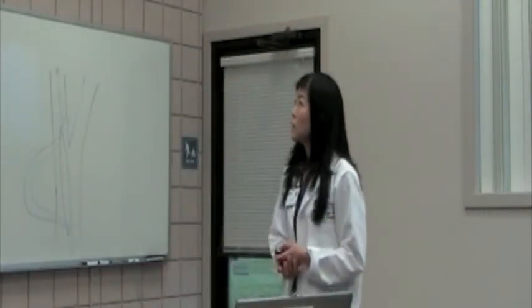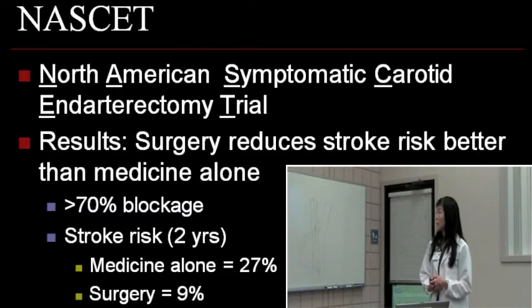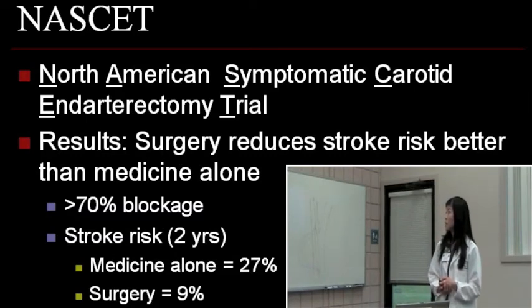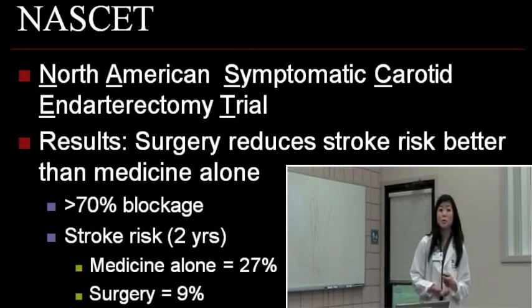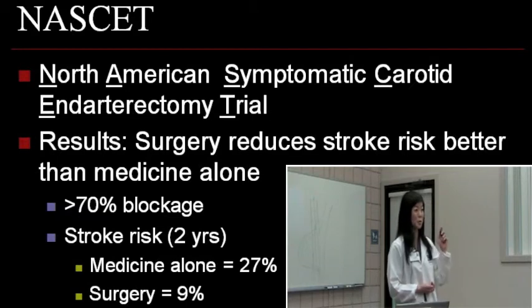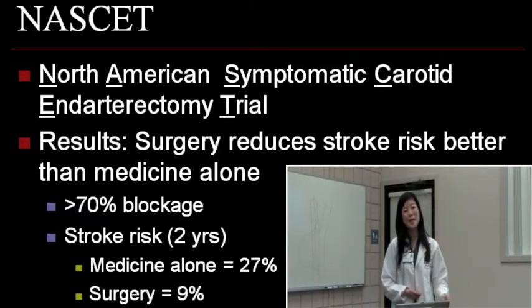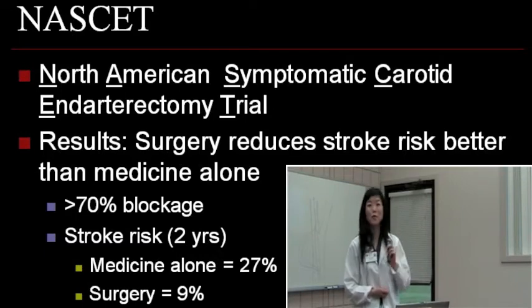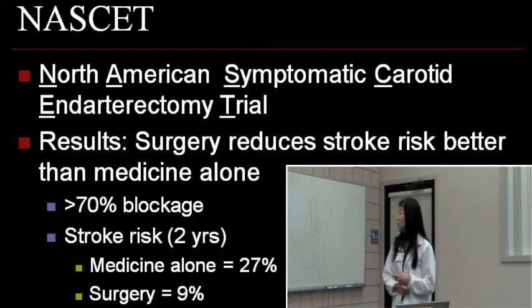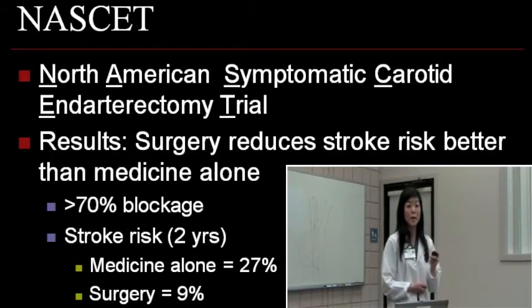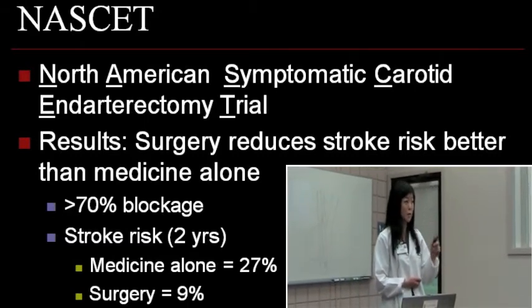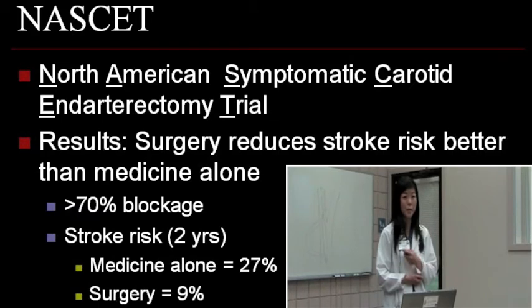So this study, called the NASCET, or the North American Symptomatic Carotid Endarterectomy Trial. Now all of you are super smart and you know that a carotid endarterectomy means cleaning out the carotid artery. It's just a fancy pants word for that. But this word is important: these were people that were symptomatic. So these are people that have had some symptom of stroke, or TIA.